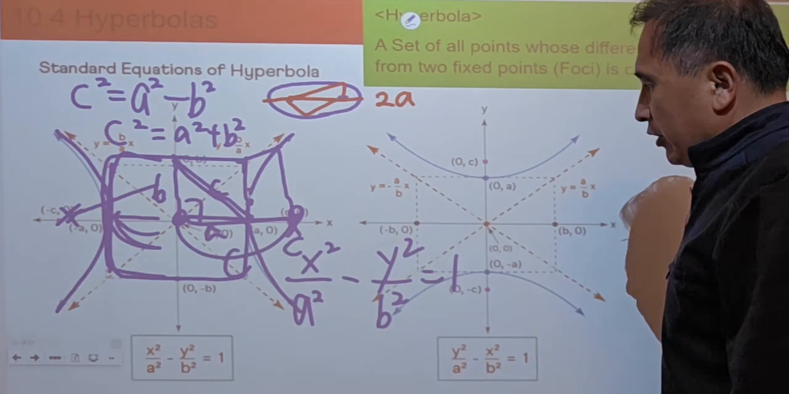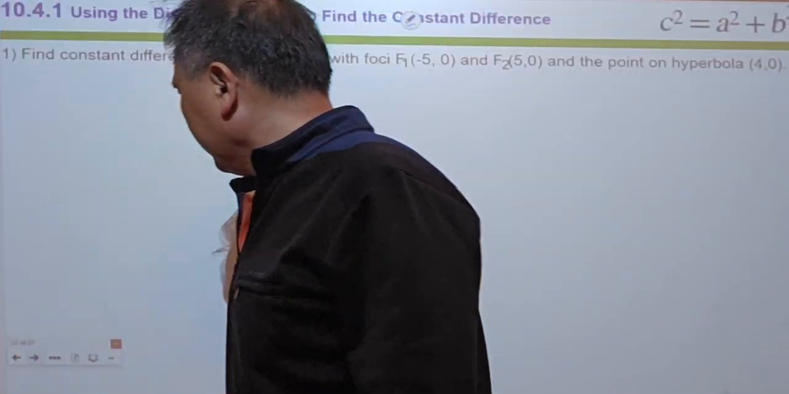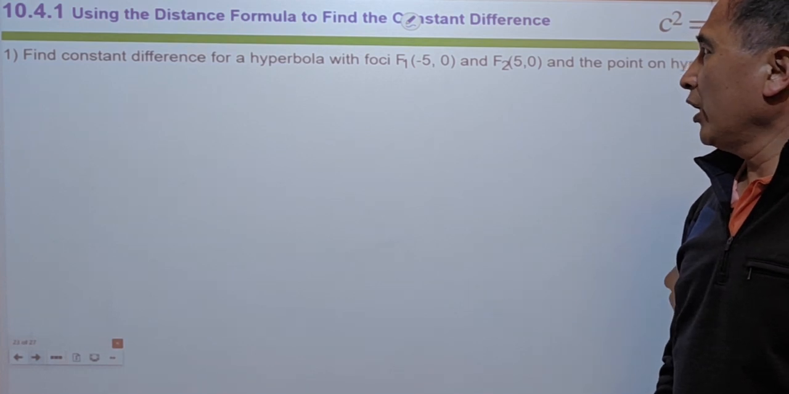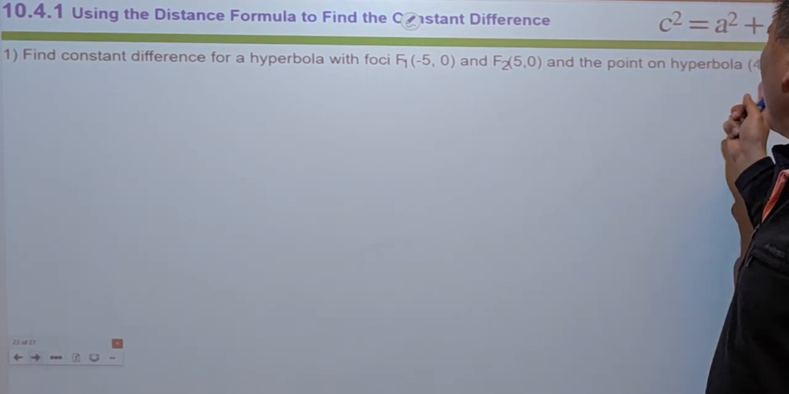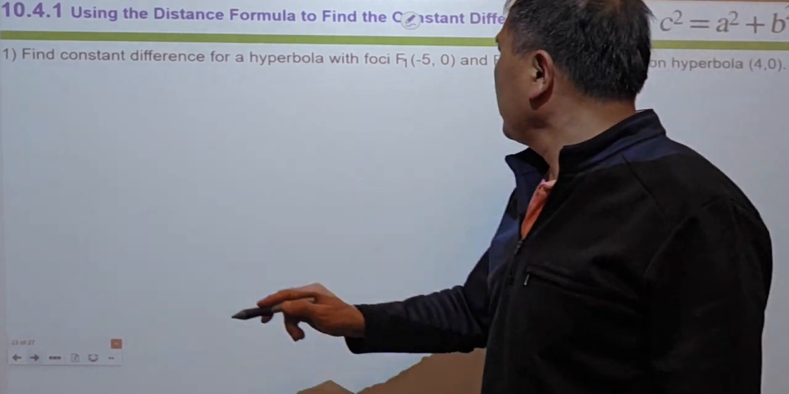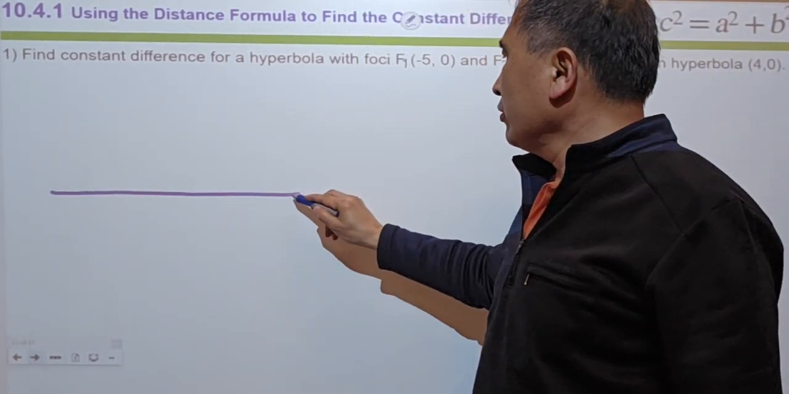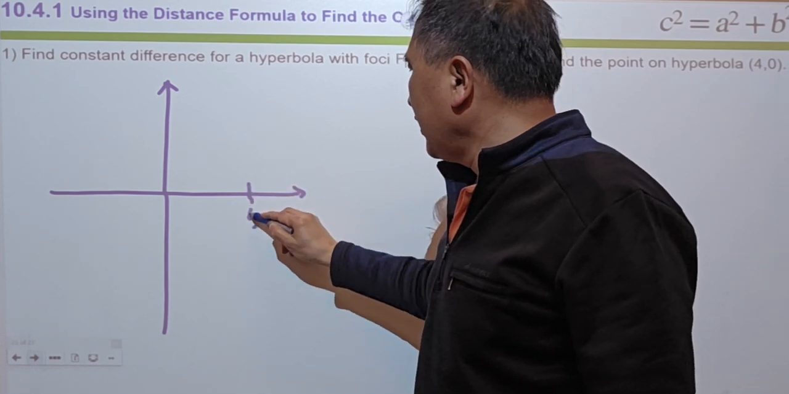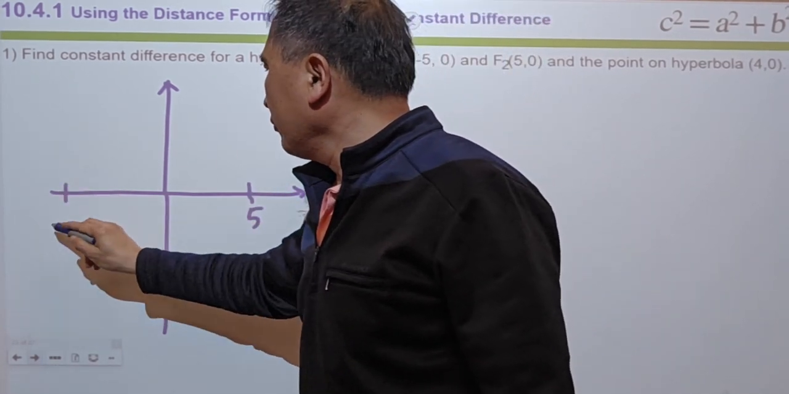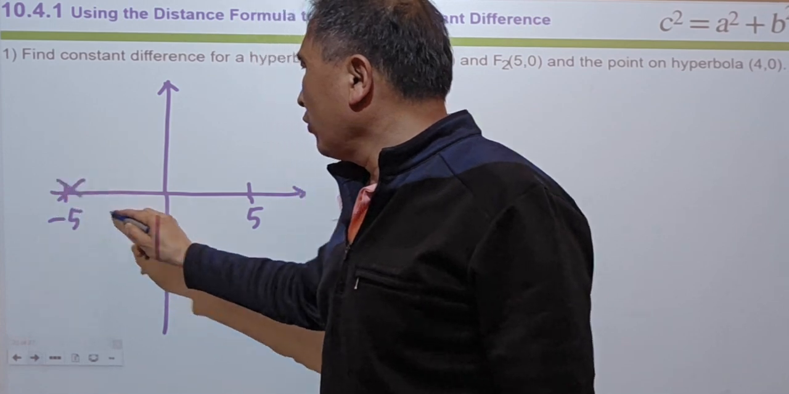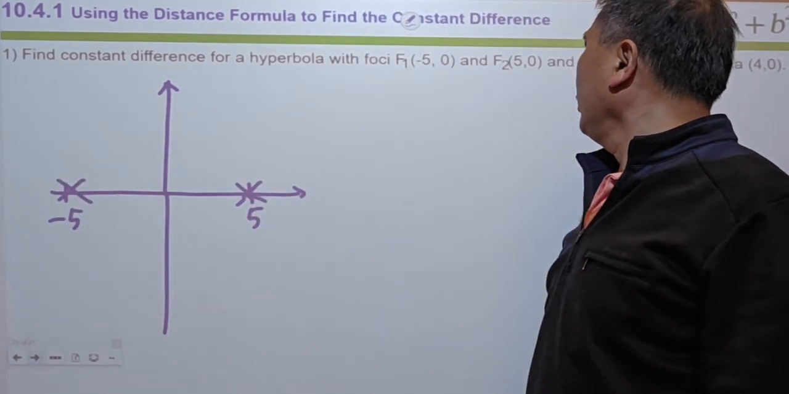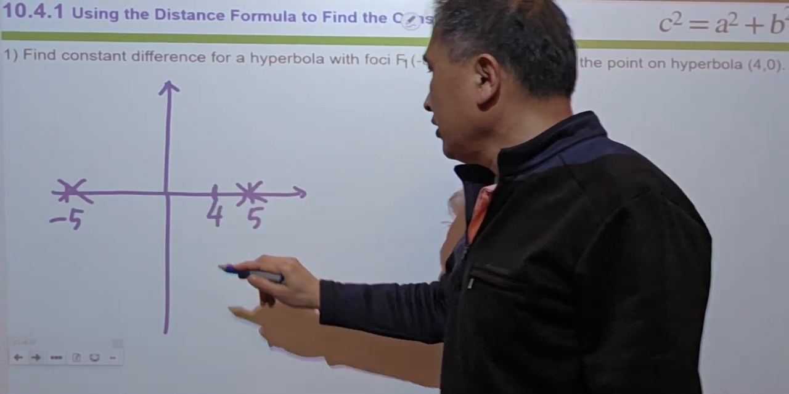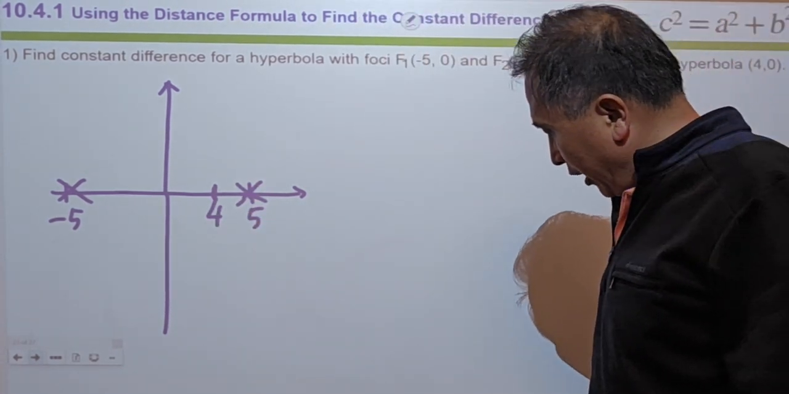So let's practice with a problem. Find the constant difference for a hyperbola with two foci at (5,0) and (-5,0), and a point on the hyperbola at (4,0). Let's draw the graph in order to understand. Let's say this is 5, then (5,0) there, and (-5,0) here. I put an x mark for the foci. And here (4,0) is one of the points on the hyperbola.